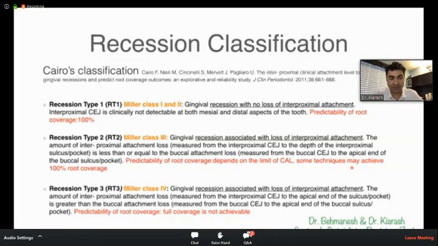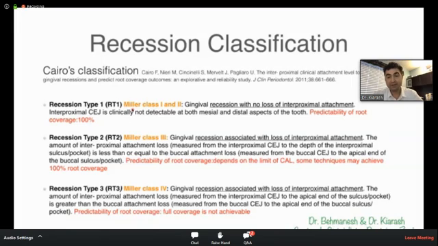The Chiaro classification. So Chiaro recession type 1, that's RT1, is basically what the previous Miller 1 and Miller 2 were. We have interproximal tissue, no loss of interproximal tissue. We just have recession. It may or may not reach the mucogingival junction. A Chiaro type 2 basically means we have loss of interproximal tissue, which is what we had as the Miller type 3 before. And then a Chiaro 3 is the same as a Miller 4, where there's absolutely no chance of getting root coverage.